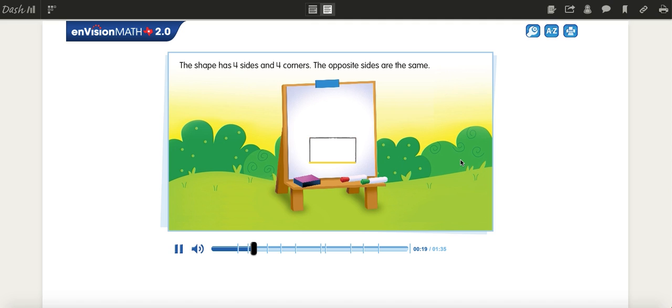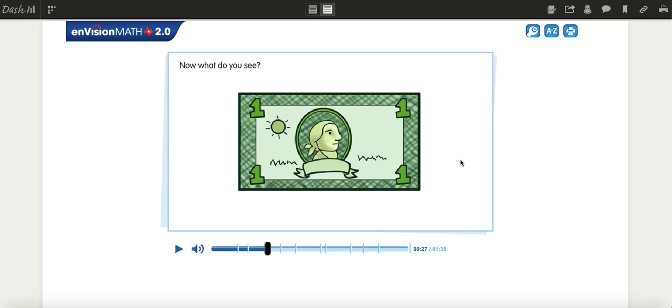The shape has 4 sides and 4 corners. The opposite sides are the same. Now, what do you see? What does that look like?